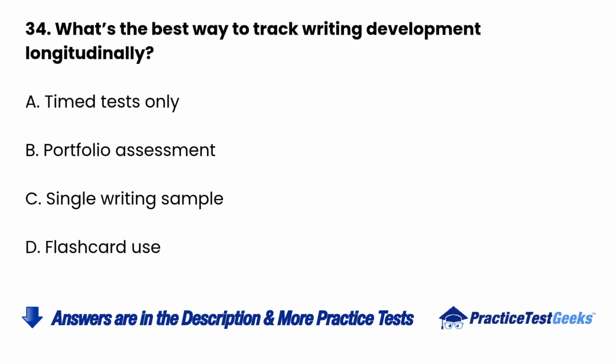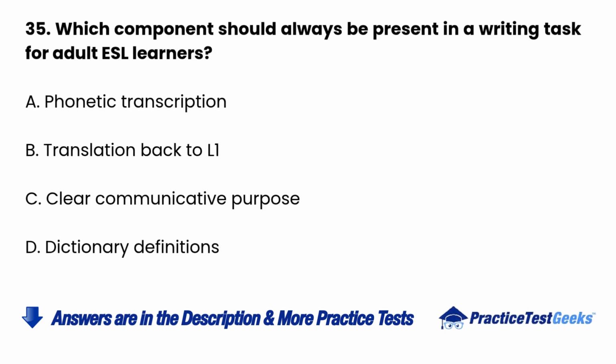34. What's the best way to track writing development longitudinally? A. Timed tests only. B. Portfolio assessment. C. Single writing sample. D. Flashcard use.